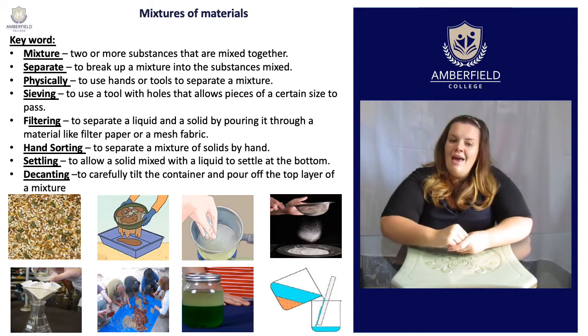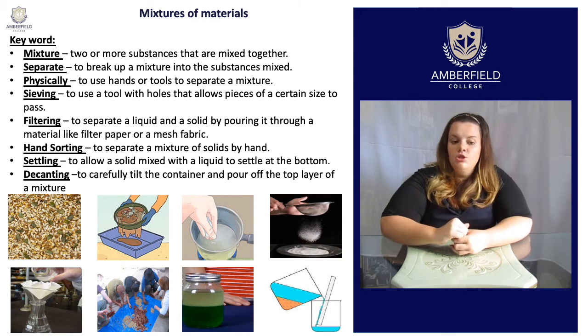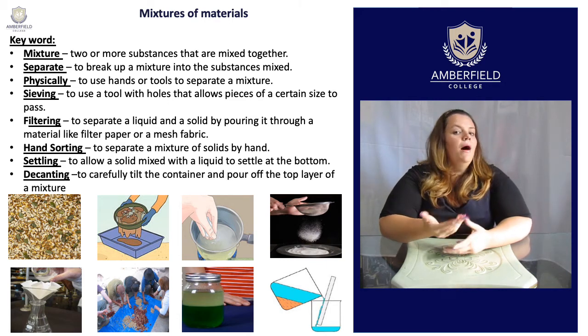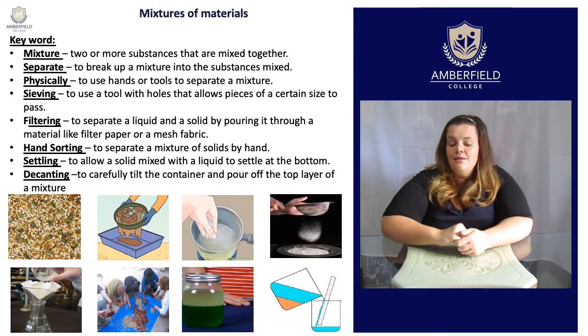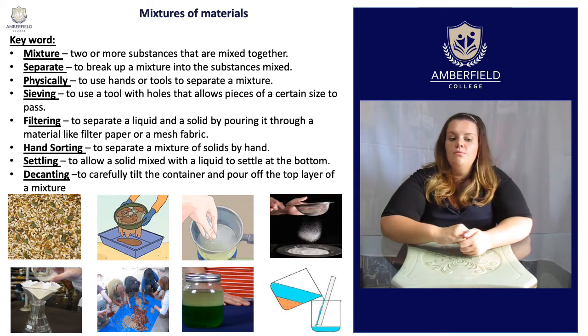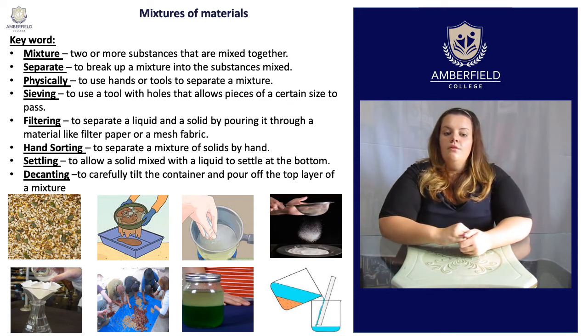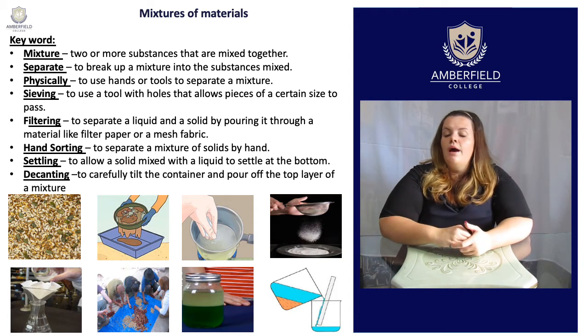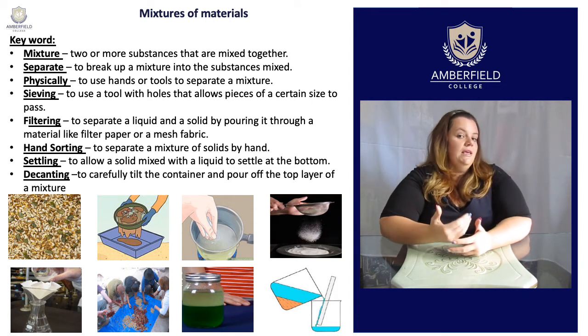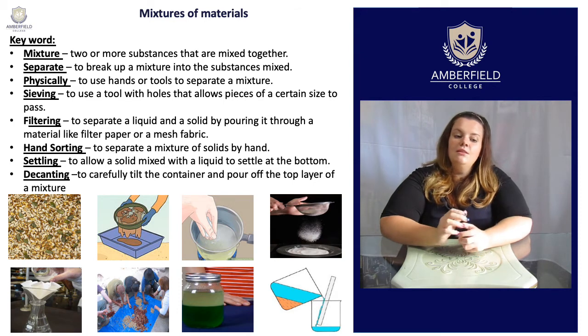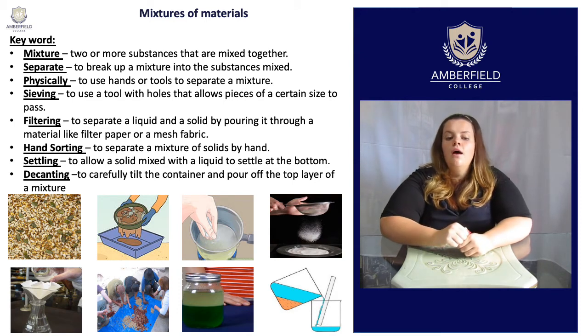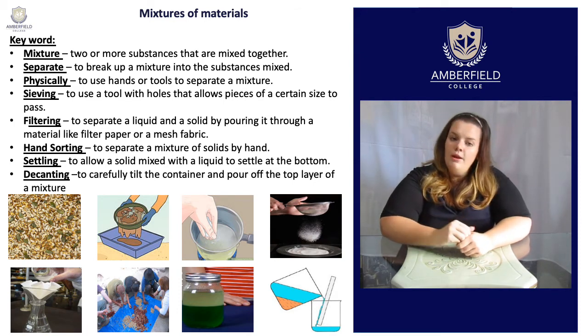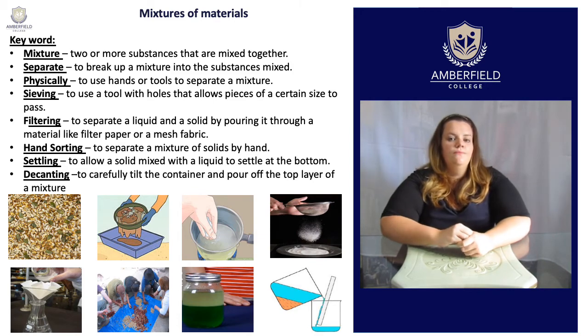Then we move to hand sorting. Hand sorting is to separate a mixture of solids by hand. Settling is to allow a solid mixed with a liquid to settle at the bottom. Decanting is to carefully tilt the container and pour off the top layer of a mixture.